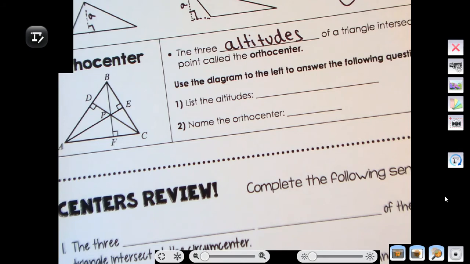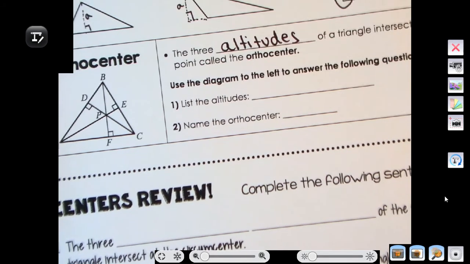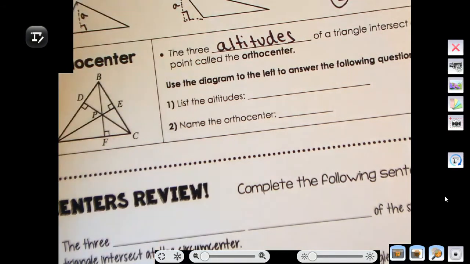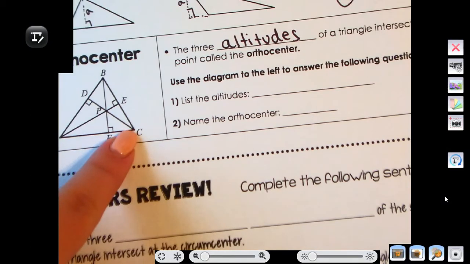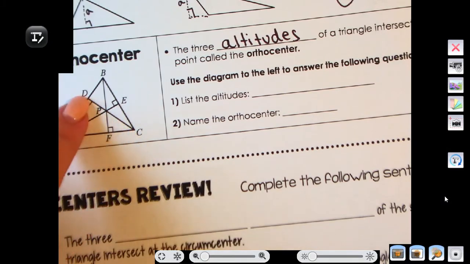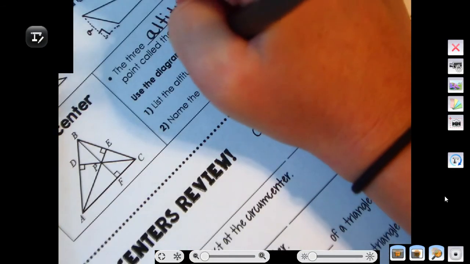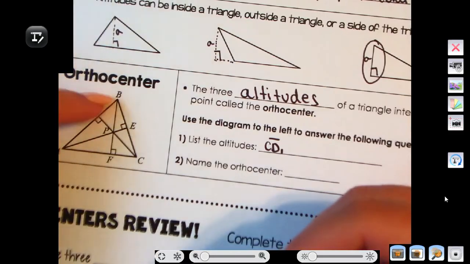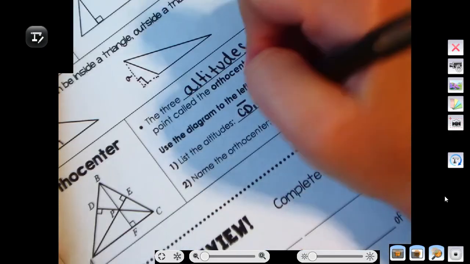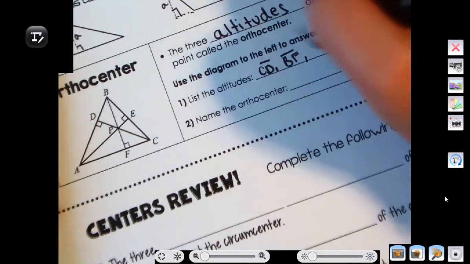There's actually a little bit less to this one because it doesn't necessarily cut the side lengths in half, and it doesn't necessarily have a nice little relationship, so there's not too much to it. So let's just list the altitudes, all of the ones that extend from a vertex all the way to its opposite side. So we can write CD, any order, it doesn't matter, CD, then we've got BF, and then we've got EA.